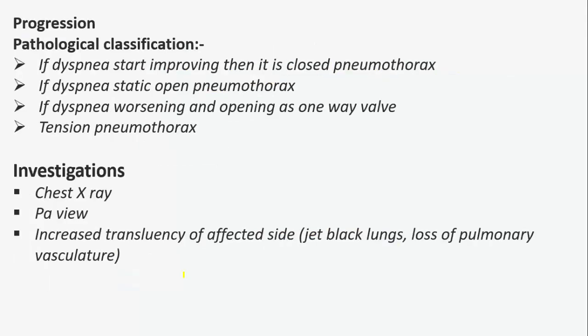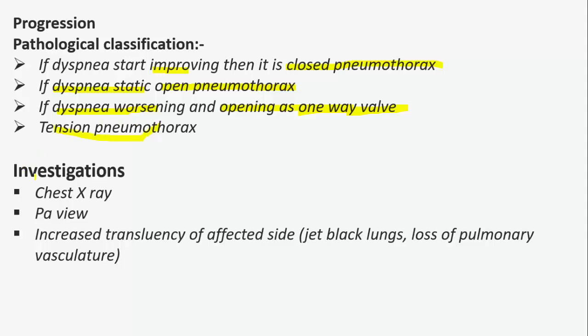What is the progression? If we see the pathological classification, if dyspnea starts improving, then it is closed pneumothorax. If the shortness of breath or dyspnea is static, then this is open pneumothorax. If dyspnea is worsening, it means it is acting as a one-way valve, so it is tension pneumothorax.